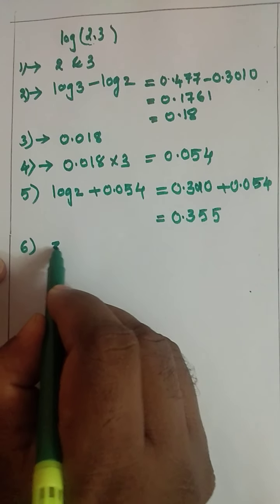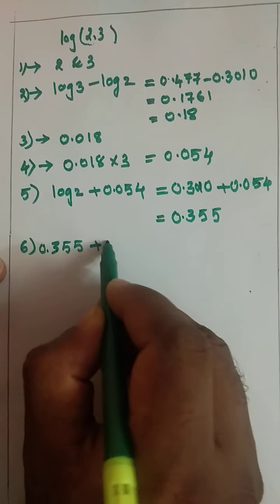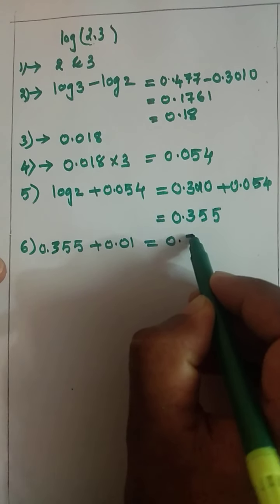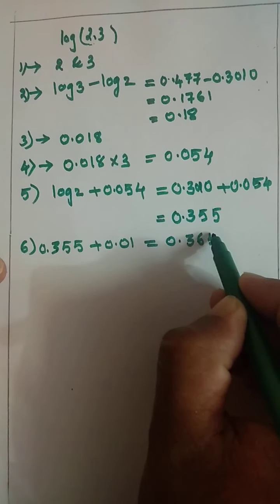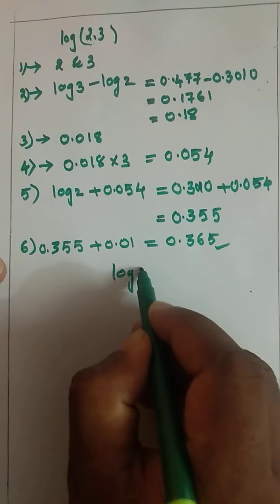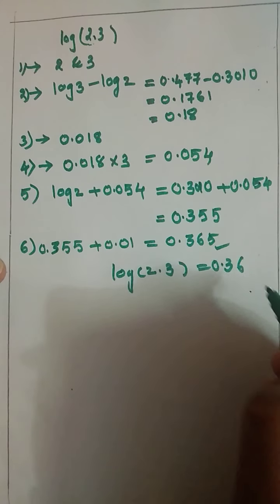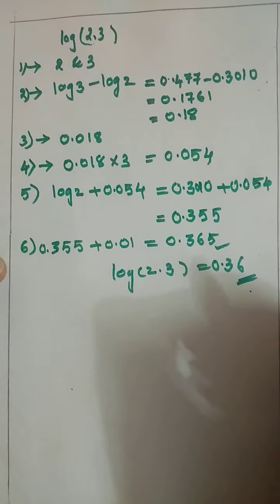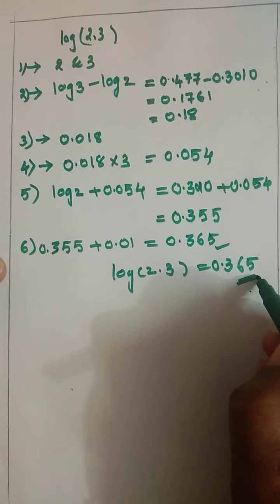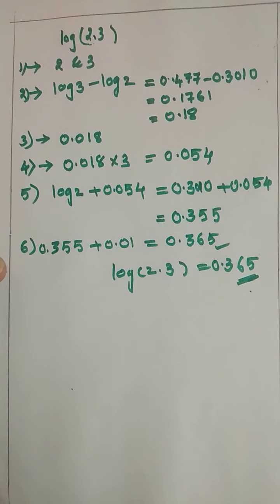For that purpose, to this 0.355, at the end we need to add 0.01 to get a 99.9% accurate result, which is equal to 0.365, and this is the final value, which is equal to log of 2.3. Log of 2.3 is equal to 0.36. By using the table also you will get 0.36, and we are getting some extra, that is 5. So our particular answer is 0.365. So we need to practice once to get the accurate result.